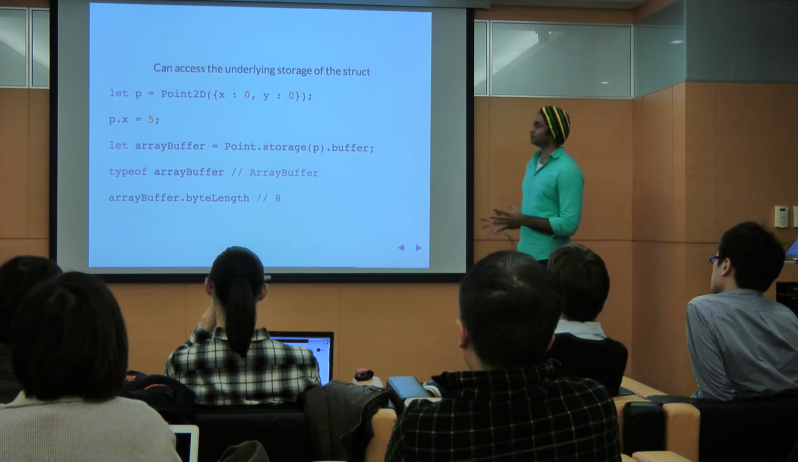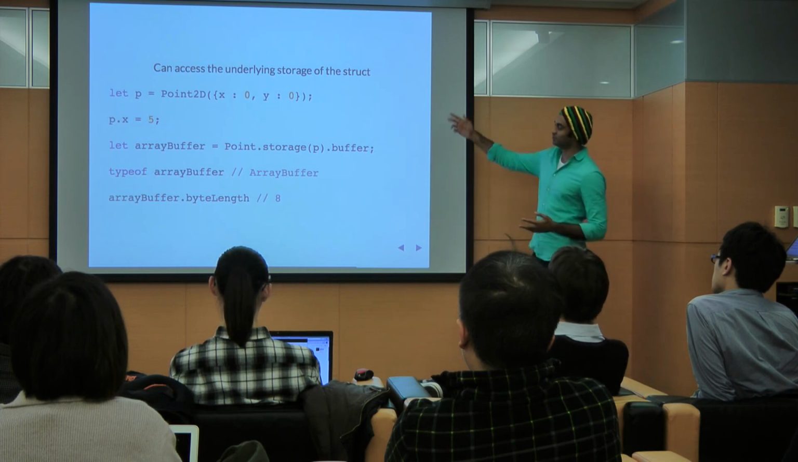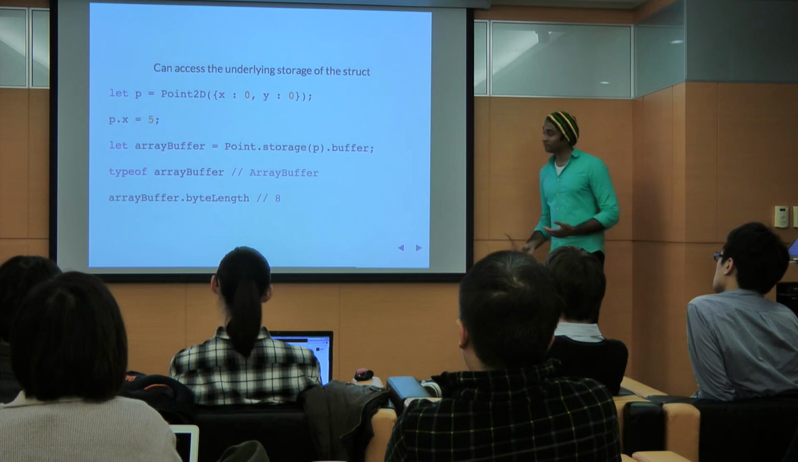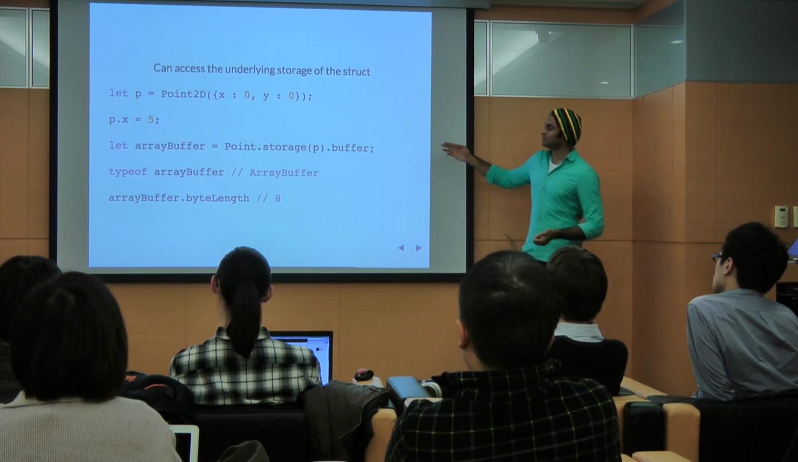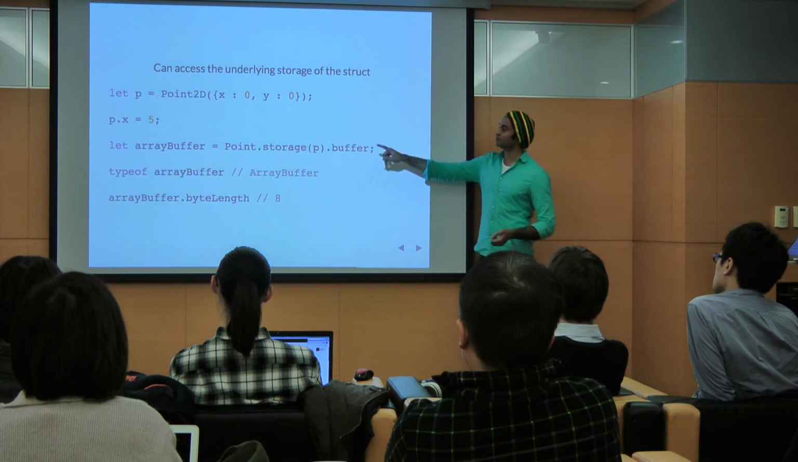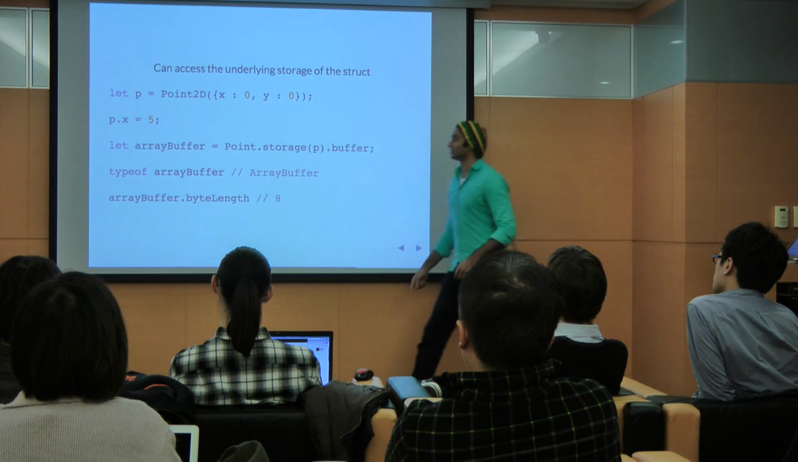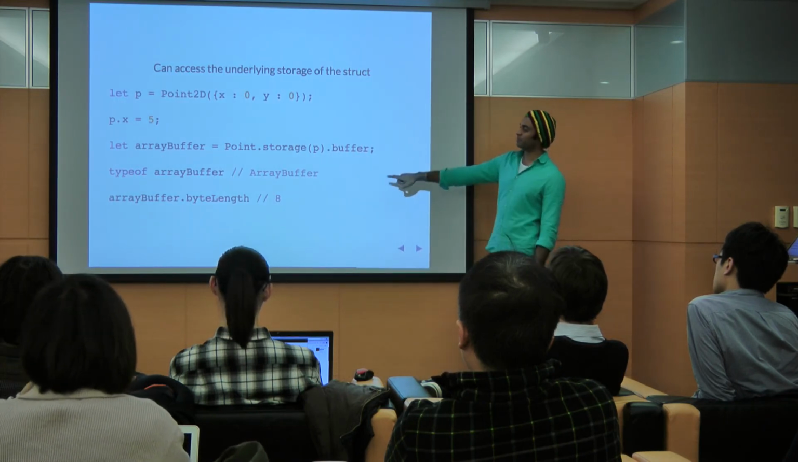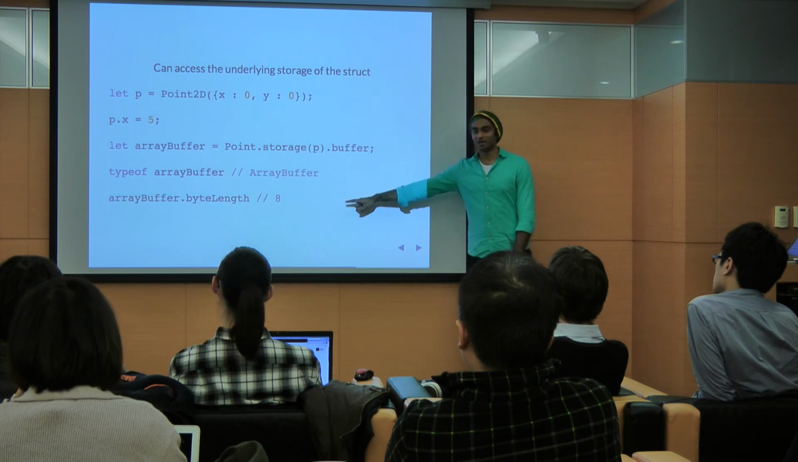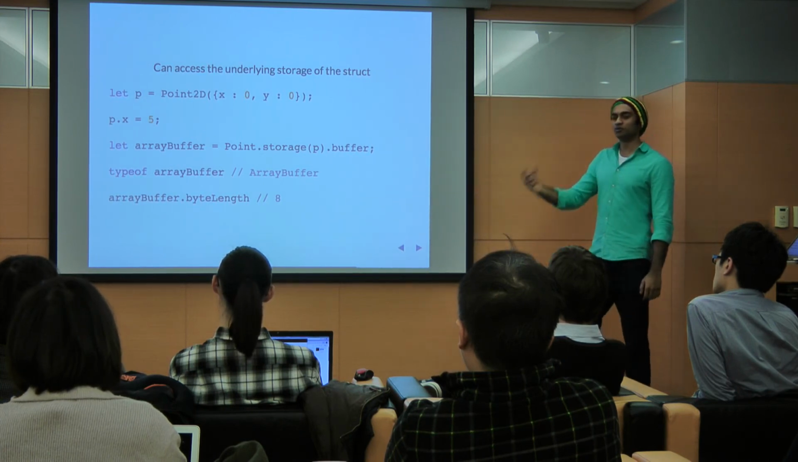So I create a new instance of my Point2D. Point is a point on the screen, X and Y. And I can set X to 5, as you can see. And this is what I was talking about. I can then say, get me the underlying storage for this point. Sorry, that should say Point2D, that's my mistake. Get me the underlying storage for the point, get me the buffer, that's an array buffer. How many bytes do I have? 8 bytes. So you can see how it's different to a normal JavaScript object.